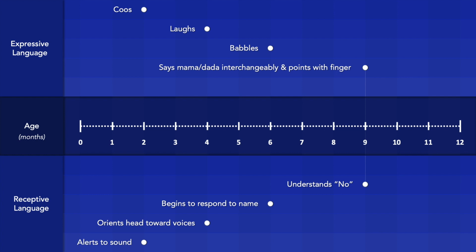9-month-old infants may begin to say mama and dada, but usually not specifically. That is, they use the two words interchangeably between parents. Correct usage of the words occurs a little later, between 10 to 12 months of age.